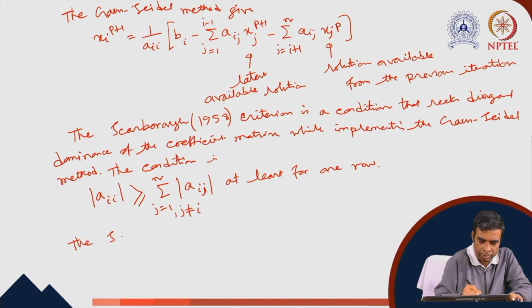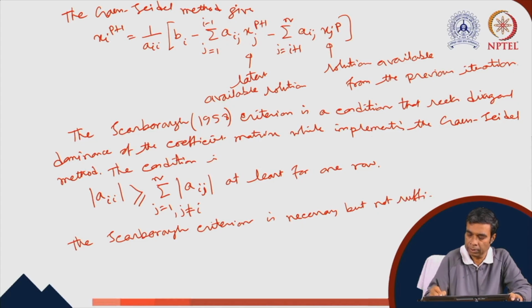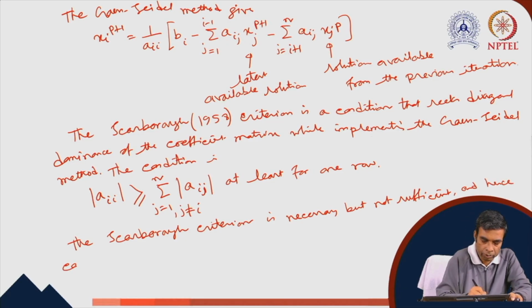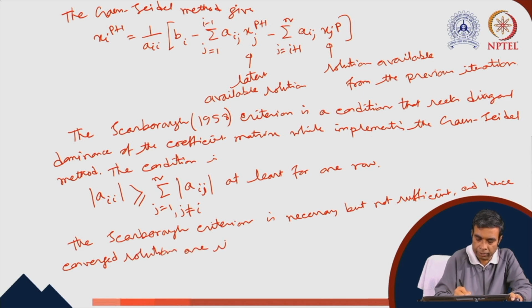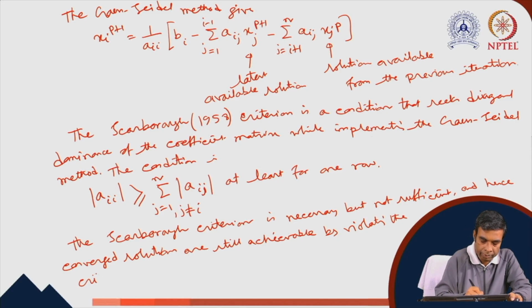The Scarborough criterion is necessary but not sufficient, and hence converged solutions are still achievable even by violating the criterion.